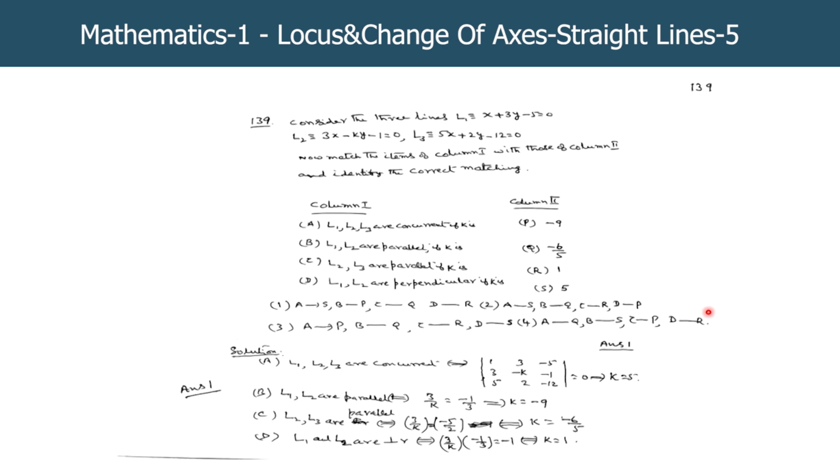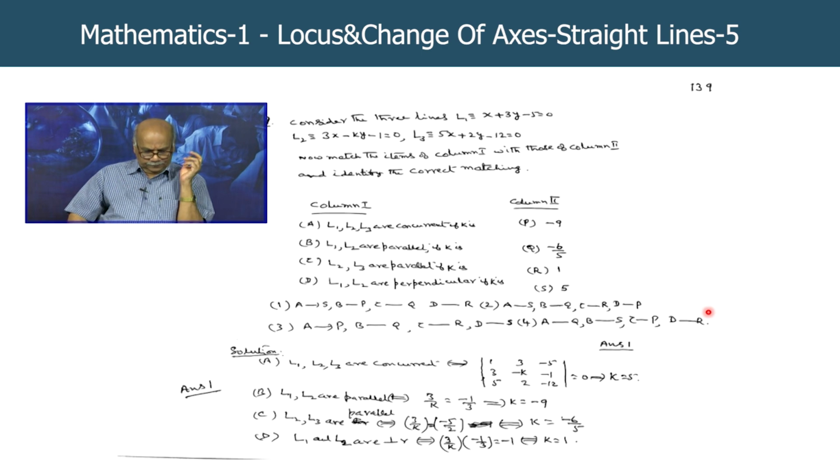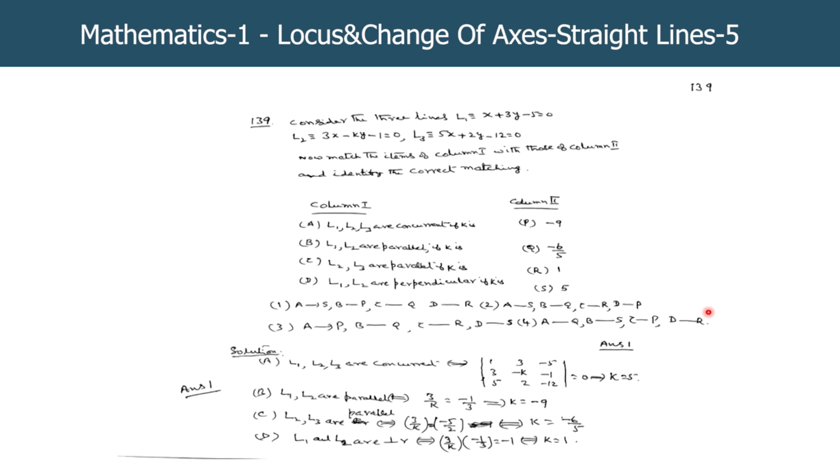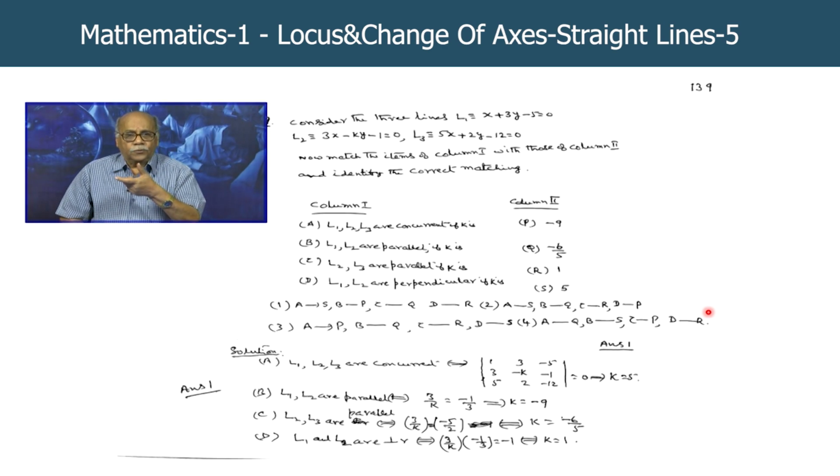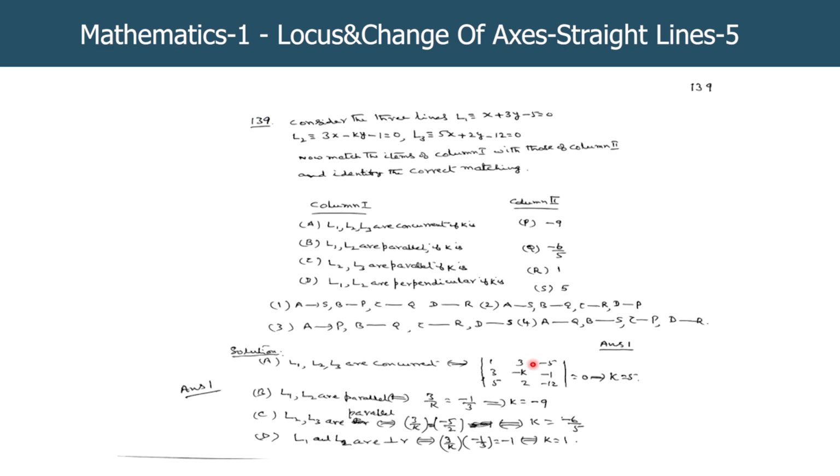Right. Here we will use all the fundamental properties of lines. A, first, L1, L2, L3 are concurrent. You know that three lines are concurrent if and only if the determinant formed by the coefficients of their equations is equal to 0. Here the determinant is (1, 3, minus 5; 3, minus k, minus 1; 5, 2, minus 12). That is equal to 0. If you simplify it, you will get k is equal to 5. So k is equal to 5 means for A, the matching is S.